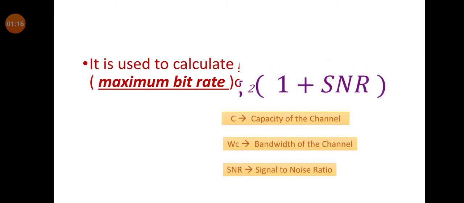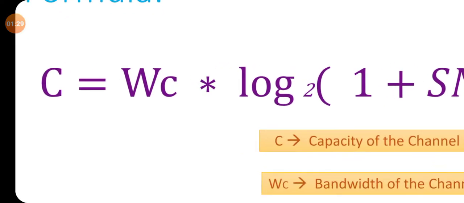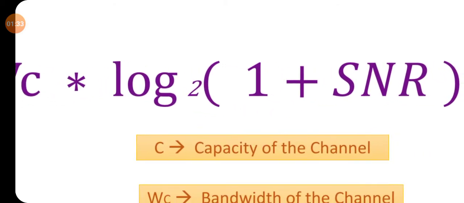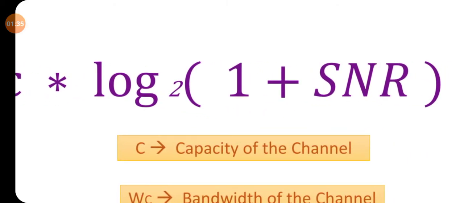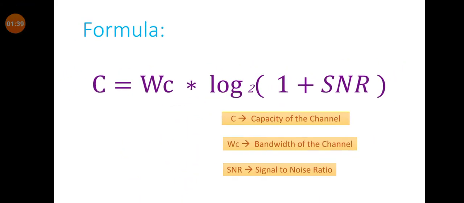The formula used to calculate Shannon channel capacity is C = WC × log2(1 + SNR). Now let us see the terms of the formula one by one.